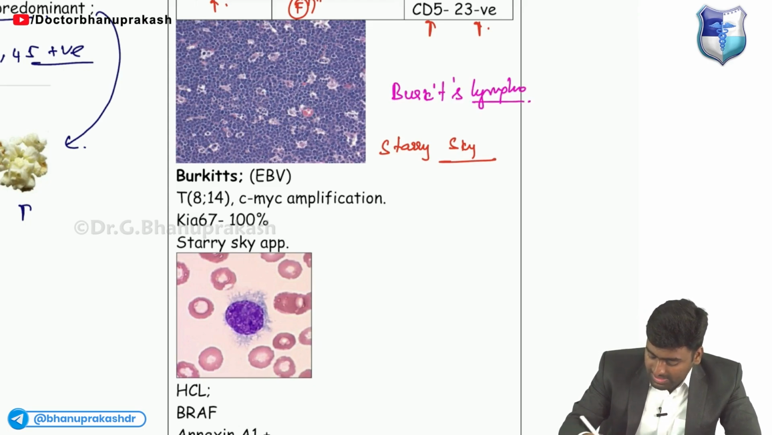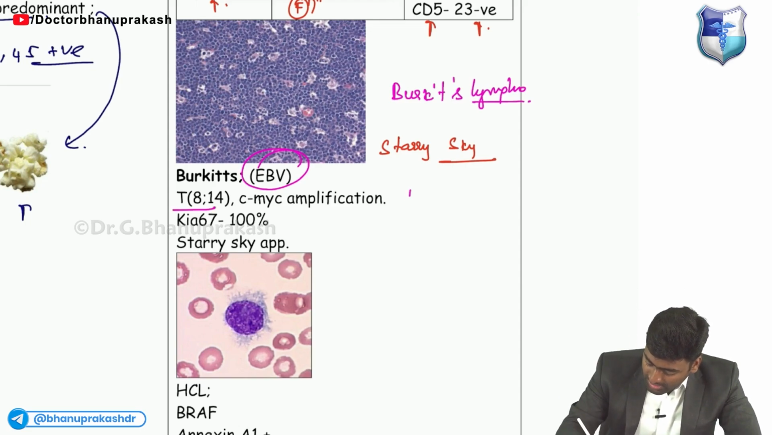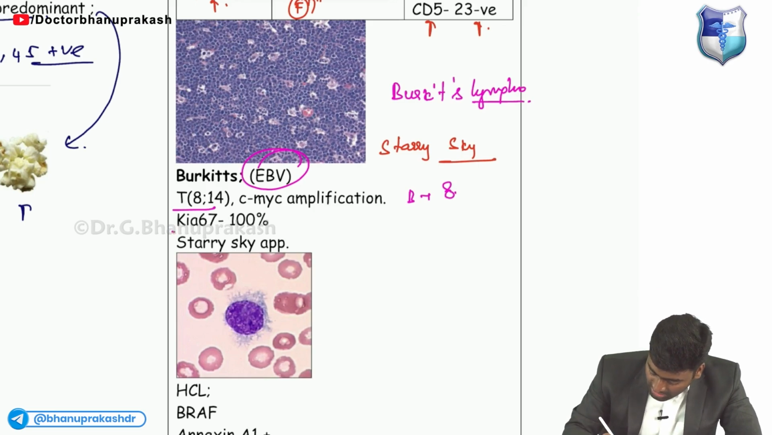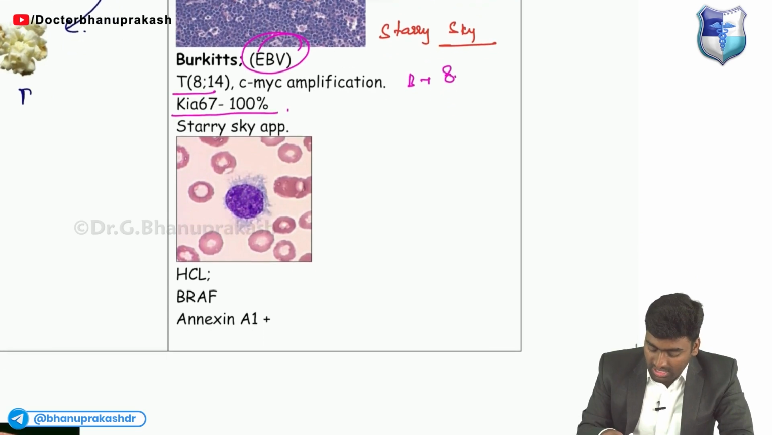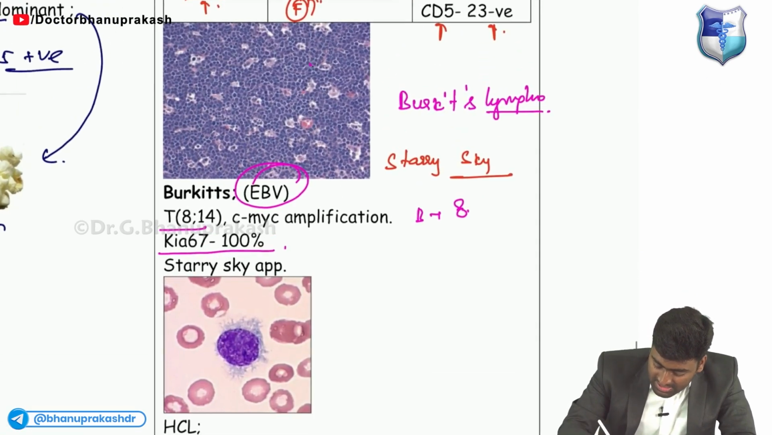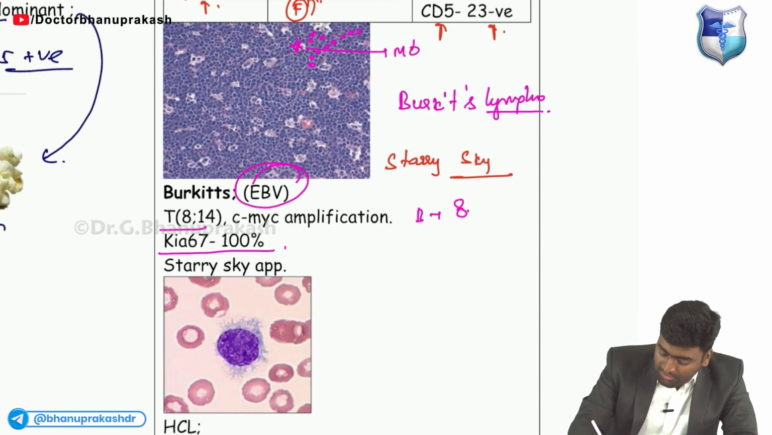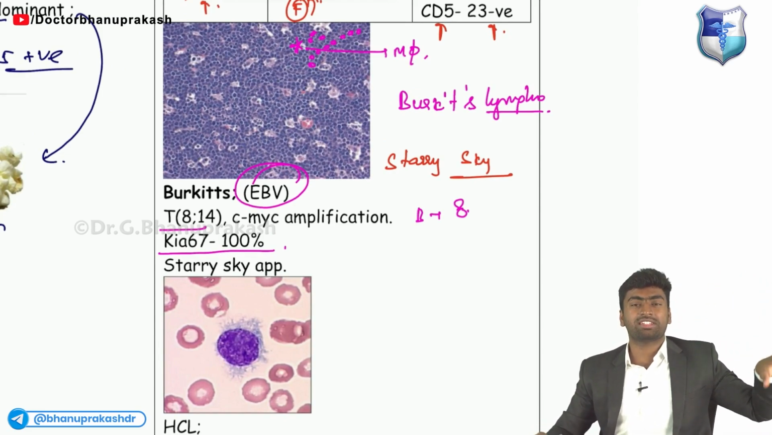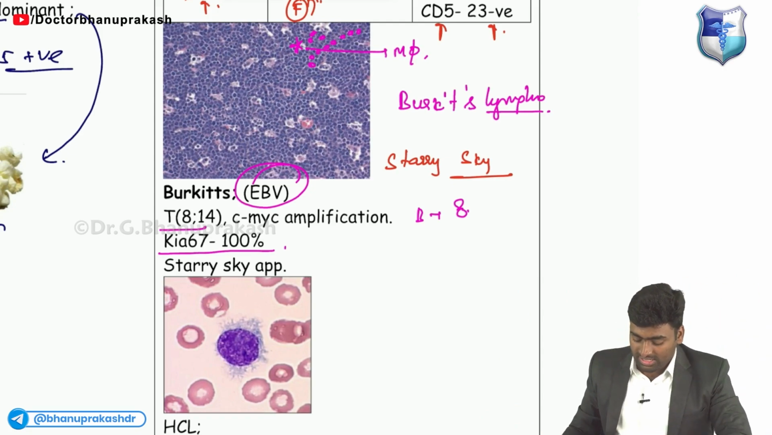And we know that Burkitt's lymphoma has an association with Epstein-Barr virus, and B for B, make the B an 8. So it is the 8;14 translocation, and there will be a proliferation index, Ki-67, which is 100%. It will show the starry sky, where the sky is all the FMGs, whereas the stars are macrophages fighting for your life. So the stars are the macrophages, whereas the sky is the tumor cells.